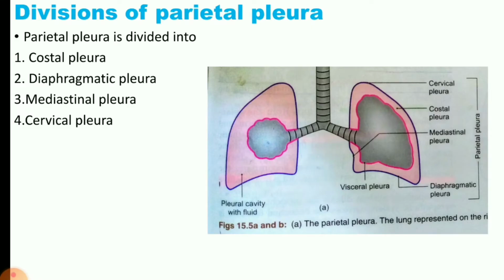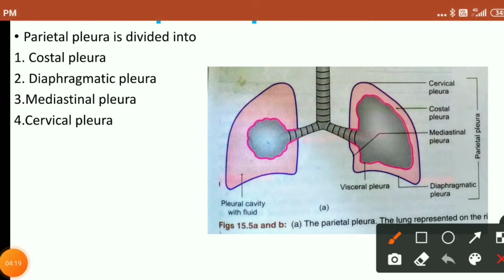Now come to the next topic. What are the further divisions of parietal pleura? The parietal pleura has been divided on the basis of its location. So instead of going to the theory part, first have a look at the diagram. You see here that this parietal pleura is divided into four main parts: cervical, costal, mediastinal and diaphragmatic.